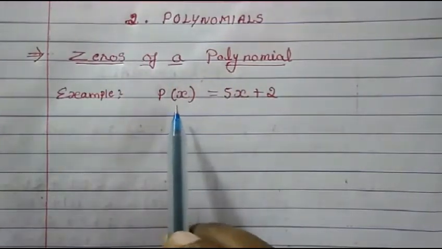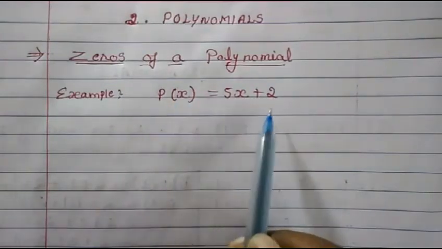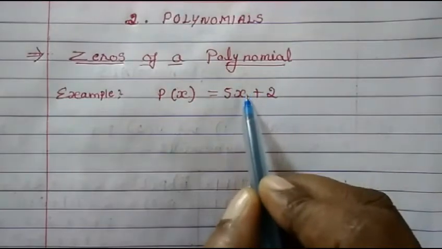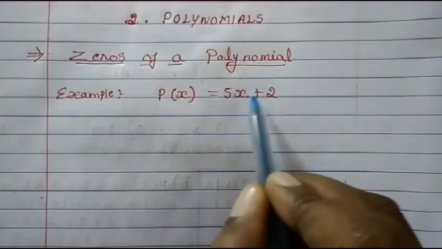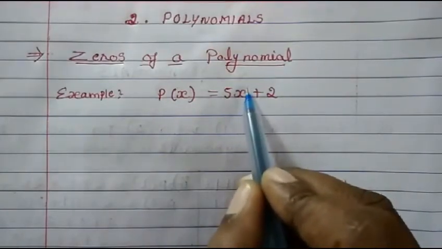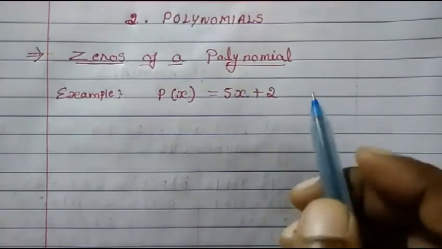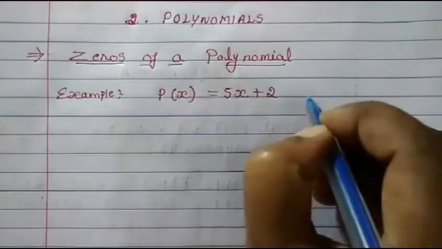For example, here is a given polynomial. What type of polynomial is this? The highest degree is 1 here. Therefore, what type of polynomial? If the degree is 1, it is a linear polynomial. Yes, this is a linear polynomial.